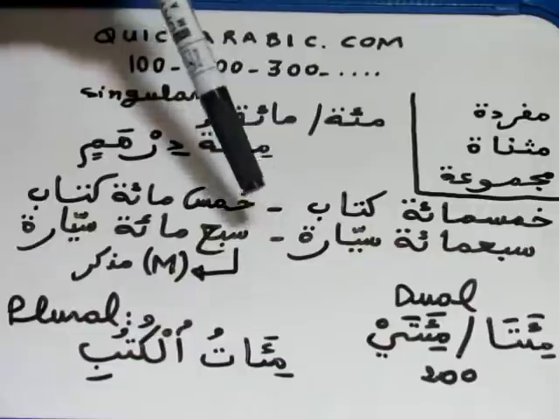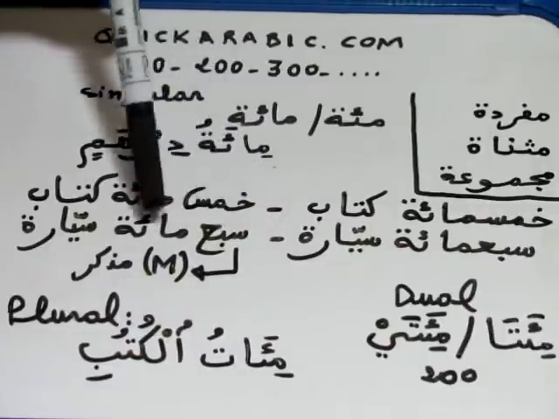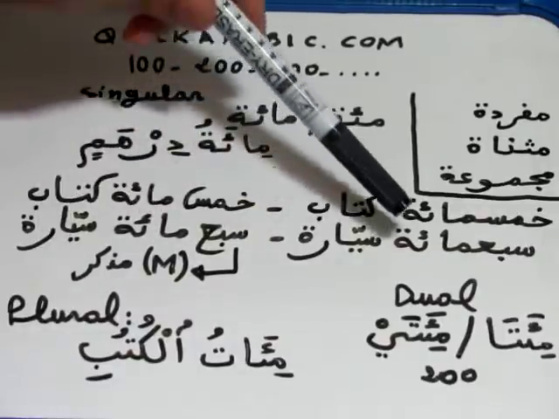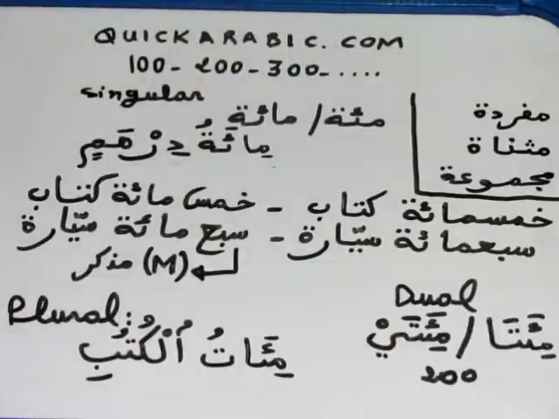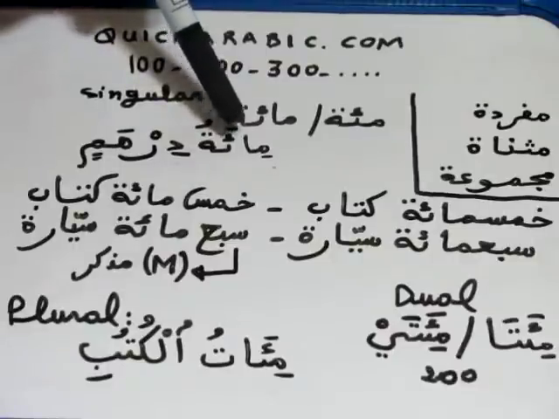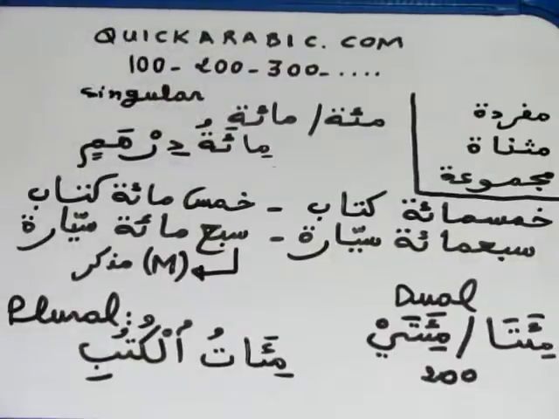The same thing for 700. سبعو مئتي سيارتي. As well as 400, 600, all the hundreds from 300 to 900. For 100, we only write mi'a, mi'atu dirhami, it is 100.